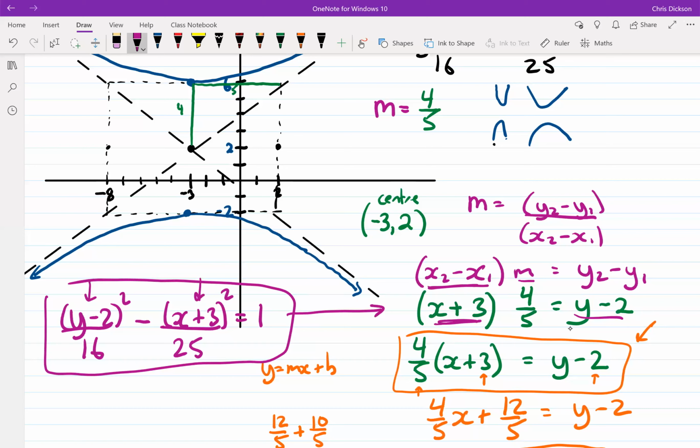Just looking at this, if you didn't have a graph, how could you just look at that equation and get 4 over 5? Well, if you notice the square roots of the two bottom numbers, the square root of 16 is 4, and the square root of 25 is 5.